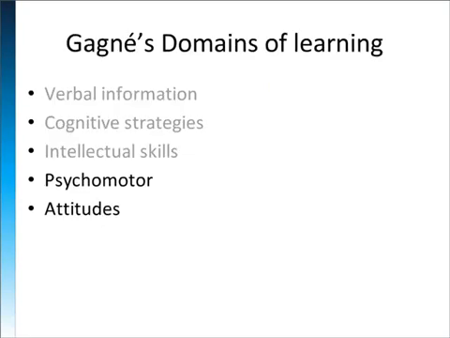Gagné's domains of learning were developed after Bloom's taxonomy, and Gagné really built on Bloom's work, so some of these ideas may seem familiar to you. The first three here are really just an expansion of Bloom's cognitive domain. Psychomotor skills are what we just discussed a moment ago. They're skills-based or procedural in nature, so they require physical movement and practice. What Bloom describes as the affective domain, Gagné renamed slightly to call it attitudes.